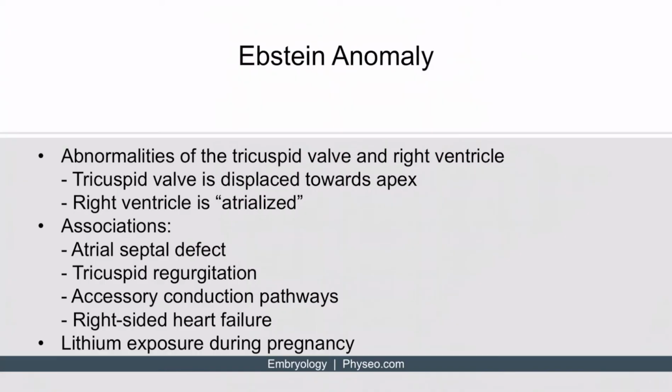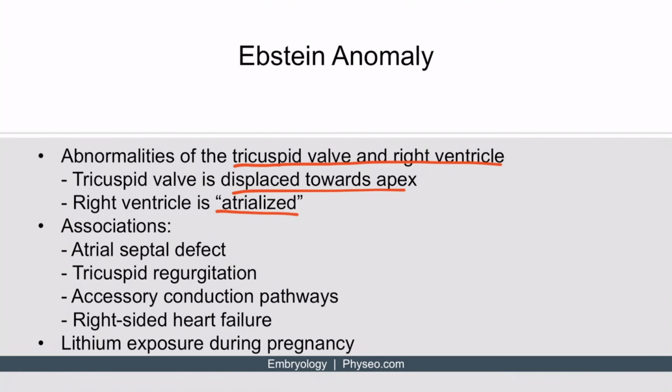Okay, the final shunt we'll discuss is Ebstein anomaly. This is characterized by abnormalities of the tricuspid valve and right ventricle. The presentation is highly variable and can range from critical condition of a newborn to an asymptomatic adult. The tricuspid valve is displaced towards the apex, and the right ventricle becomes atrialized, and this is because of the downward displacement of the tricuspid valve. For this reason, the right ventricle performance is almost always abnormal.